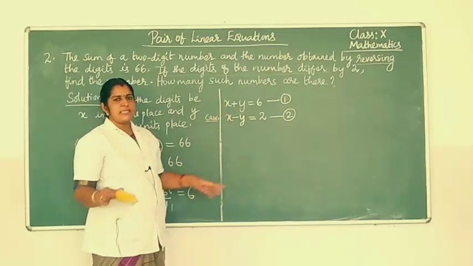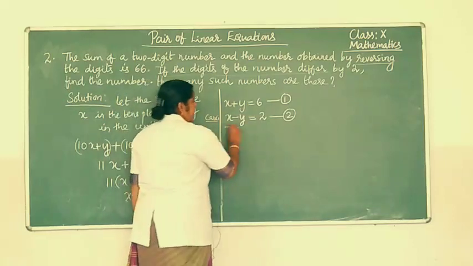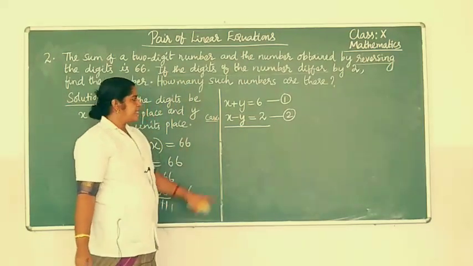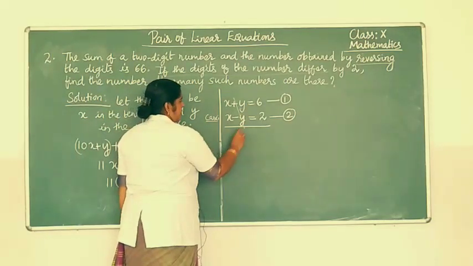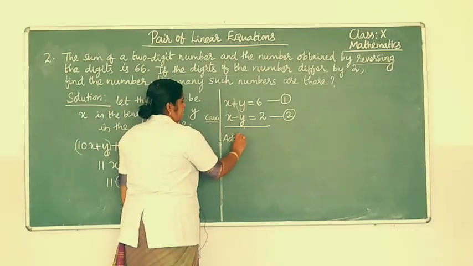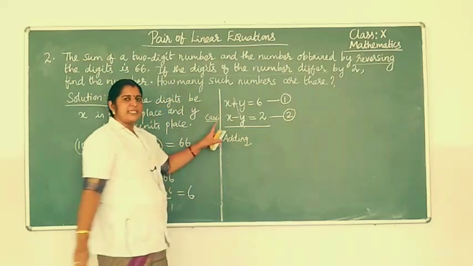Now we can solve this pair of equations. It can be easily eliminated. Y can be easily eliminated. Therefore, by adding, we didn't change the sign here.